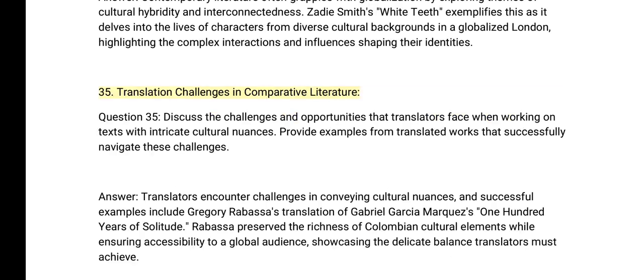35. Translation challenges in comparative literature. Question 35. Discuss the challenges and opportunities that translators face when working on texts with intricate cultural nuances. Provide examples from translated works that successfully navigate these challenges.